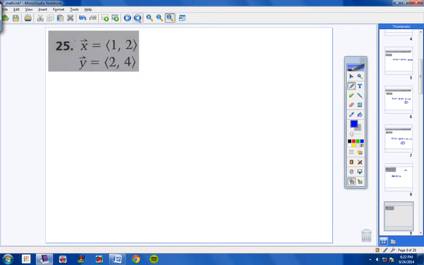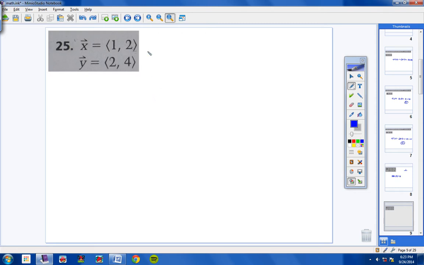All right, 1 times 2 is 2. 2 times 4 is 8. Did we get 0? Not at all. So they're definitely not perpendicular. They might be parallel. Now, Mr. Arrow, how can we figure out if they're parallel? Slope, guys, slope. Remember, parallel lines have the same slope, okay?